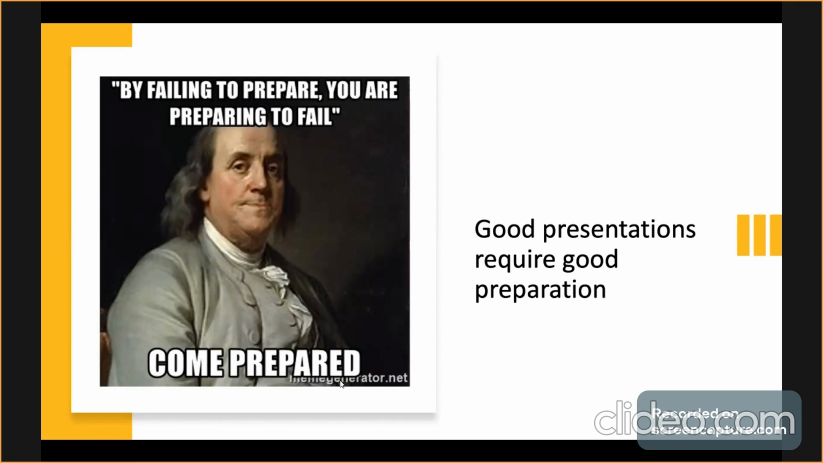By failing to prepare, you are preparing to fail. This is one of the sayings that is common between people. So if you want to present a good piece of work, you have to prepare for this in a good way. You have to spend a lot of time. You have to go to many references. You have to ask people. You have to practice at home. You even have to adjust the time, so that you are not exceeding the time limit.